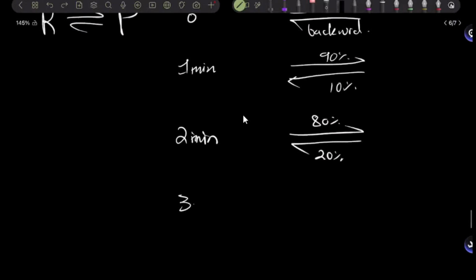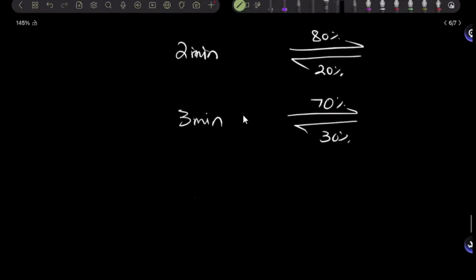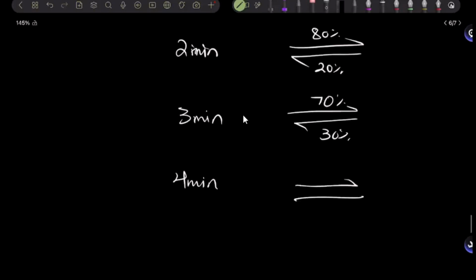So when you come back at 3 minutes, you see that it has changed again. It's 70% forward now and 30% backward now. So you know that equilibrium was not established over here either. They were still deciding, they were still coming to an agreement on where that rate should be set to be constant for equilibrium to be established. But when you come back after 4 minutes, you see that the forward reaction has become 60% and the backward has become 40%.